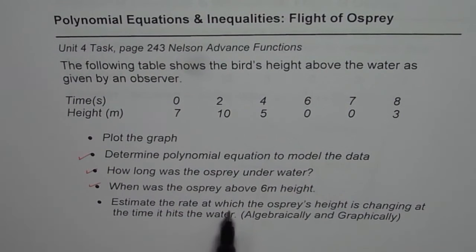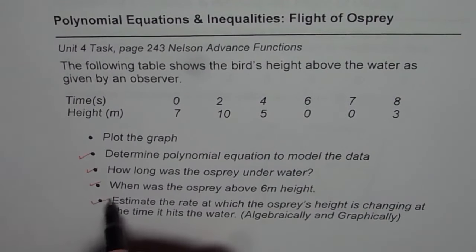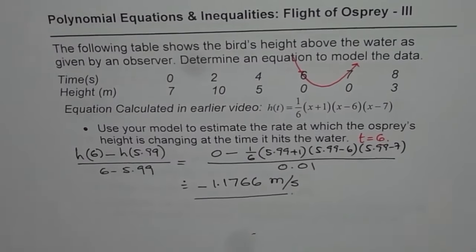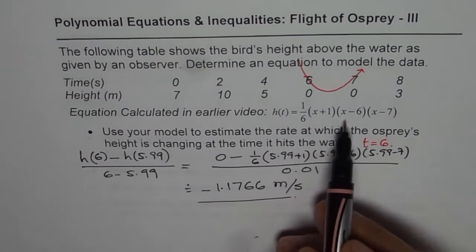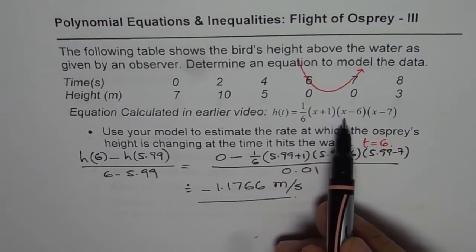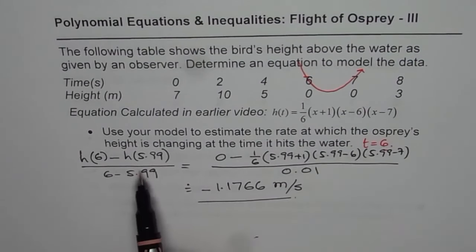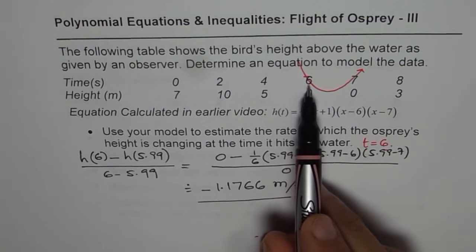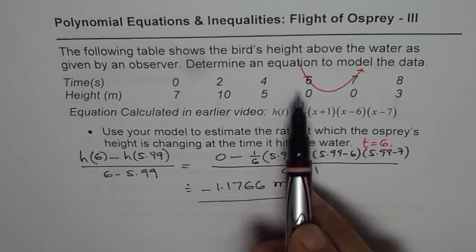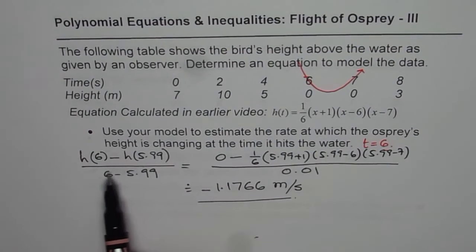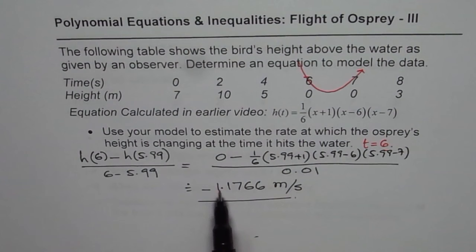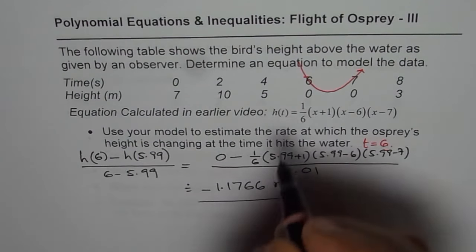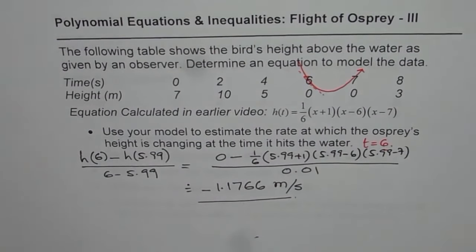And then we had to estimate the rate at which the osprey's height is changing. Now that part, here is the solution. In the next video had that part, that is, we applied our formula, the model, h of t equals 1 over 6 times (x plus 1) times (x minus 6) times (x minus 7). It hits water at t equals 6, so we did the rate of change preceding. h of 6 minus h of 5.99 divided by 6 minus 5.99 calculated the value, which was negative 1.1766. It is expected, and you can see the tangent is going downwards. That is negative, right? Since the osprey is diving in, right?